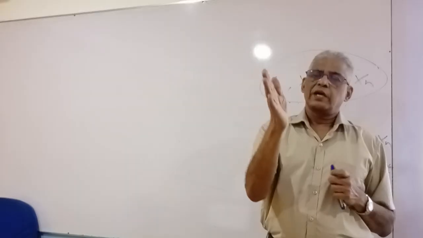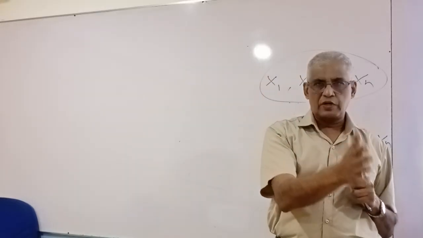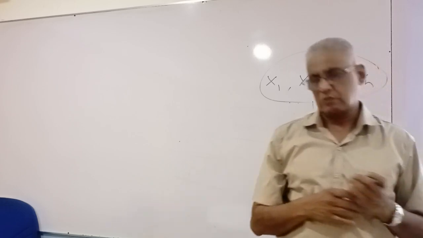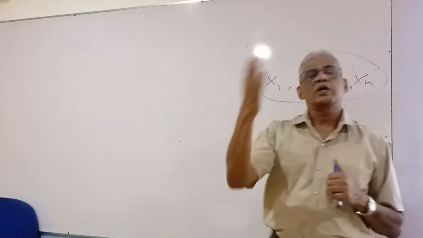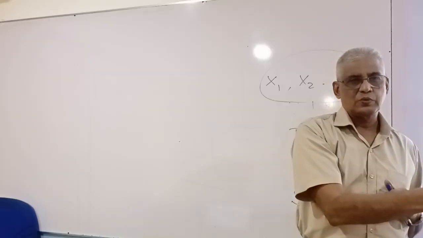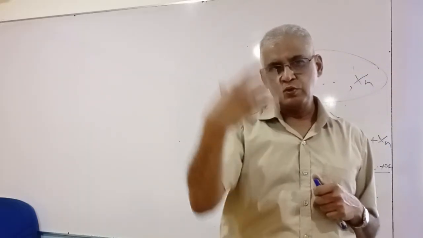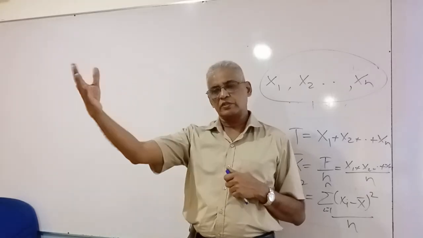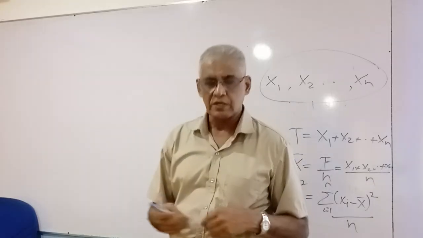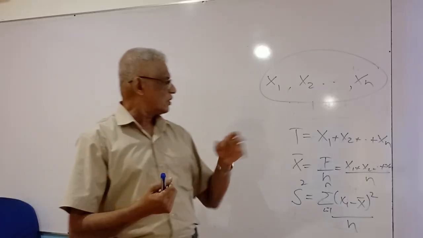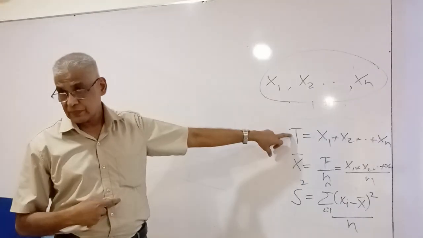Suppose, for example, x1 is less than 5 feet, then our new variable y is equal to 1. If x1 is greater than 5 feet, y1 will be 0. So that value becomes 1 or 0. For the second person also 1 or 0. For the third person also 1 or 0. So in that case, if x's are all 1s and 0s, what is the meaning of t?